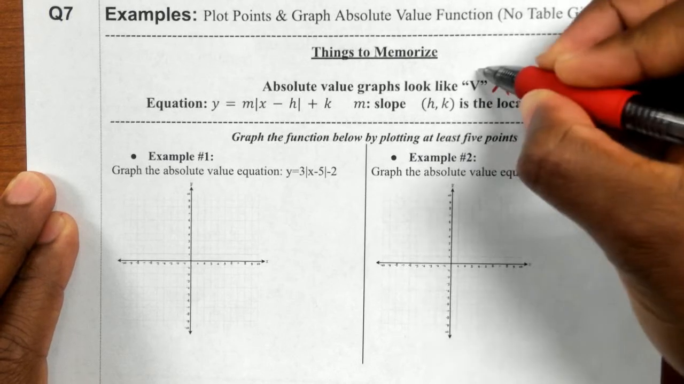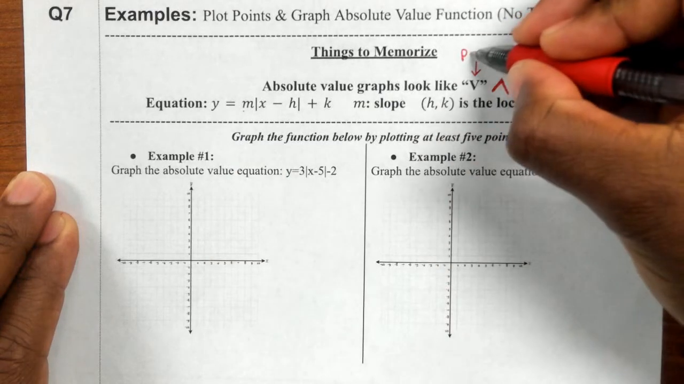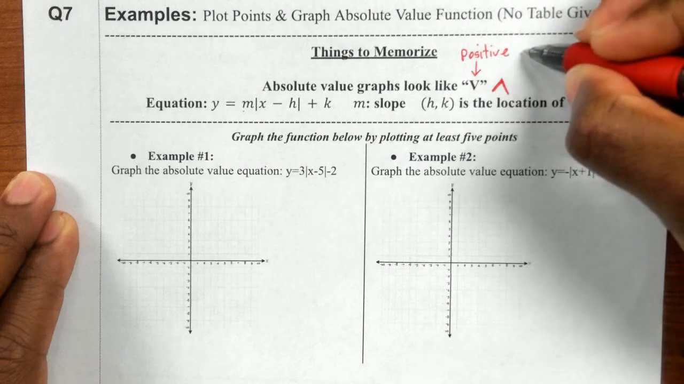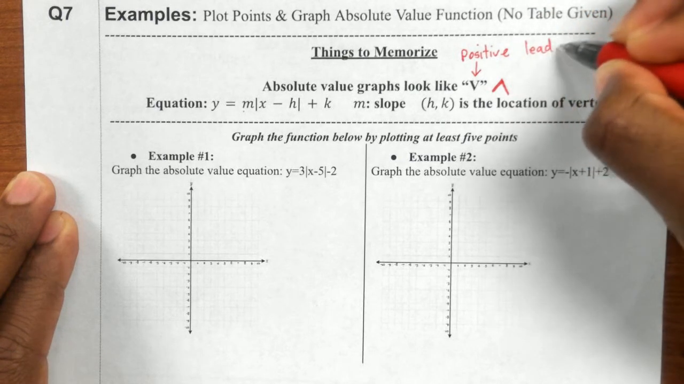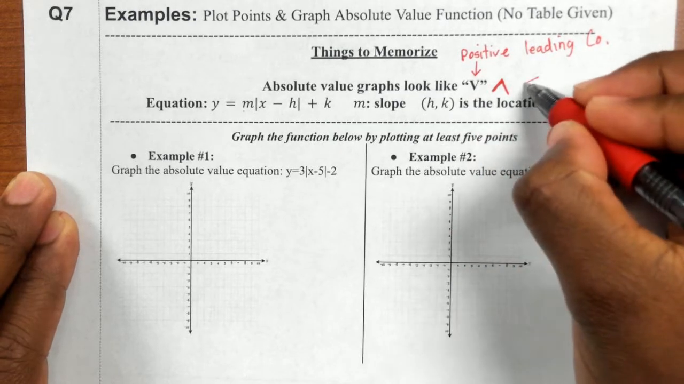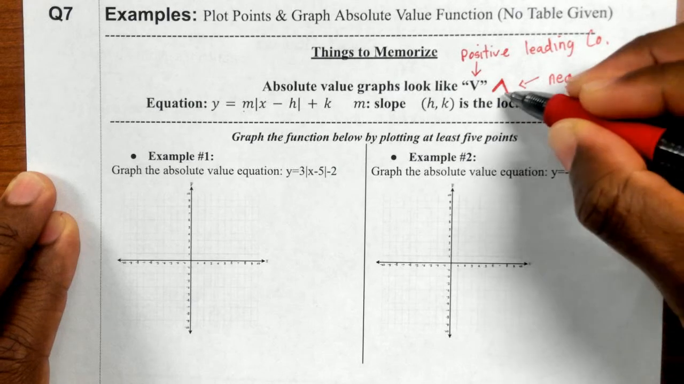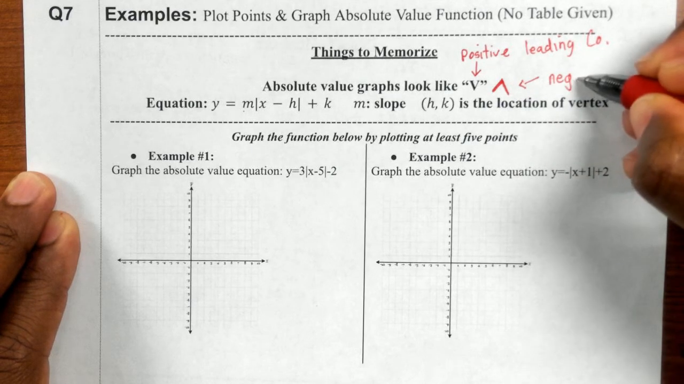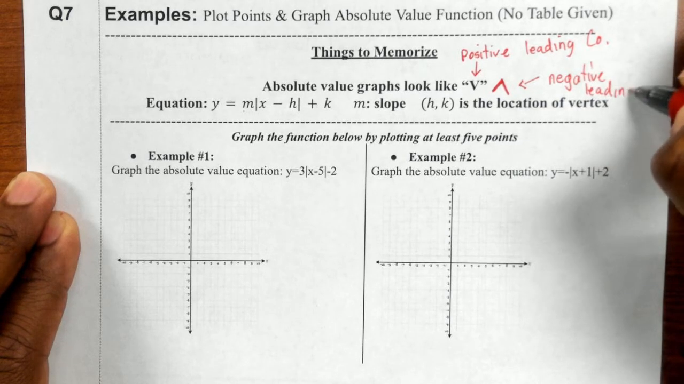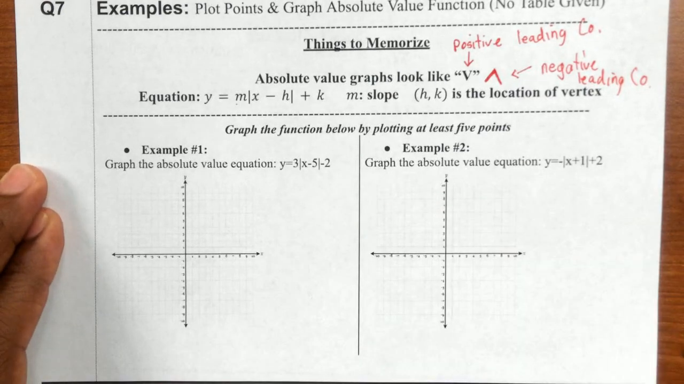Whenever the coefficient in front, the number in front, is positive, or whenever it has a positive leading number, it's a V shape. Whenever the number in front is negative, it has an upside down V. So this is when it has a negative leading coefficient. What we're going to do for this question, guys, is try to graph it.